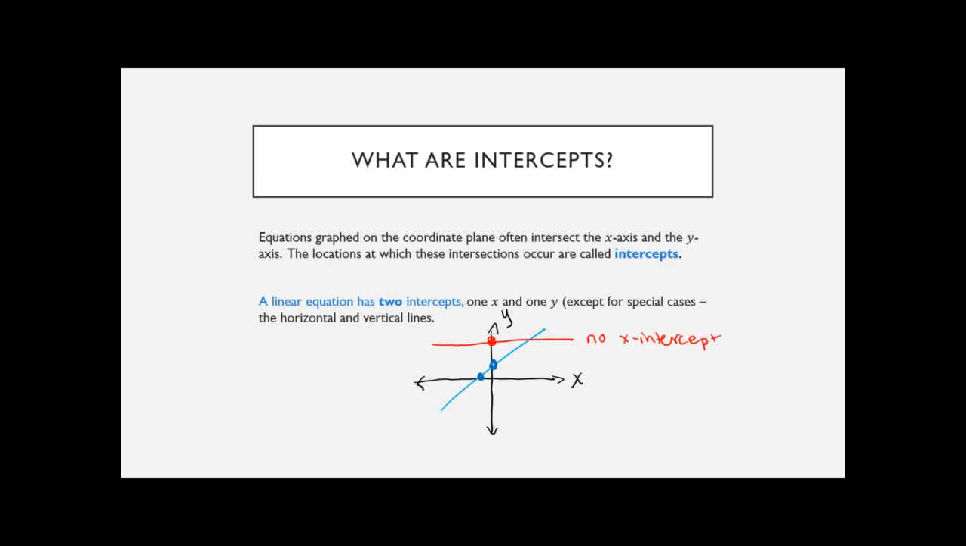And a vertical line only crosses the x and has no y-intercept. So as long as it's not vertical or horizontal, your line is going to have two. It's going to have an x and it's going to have a y.